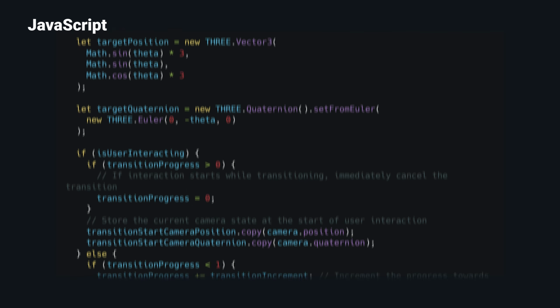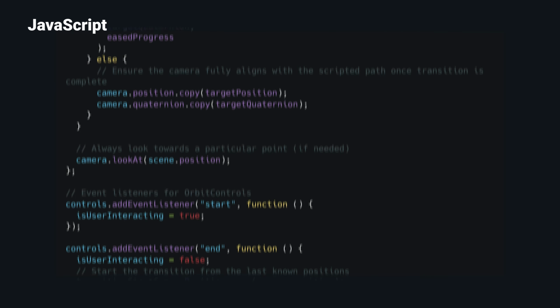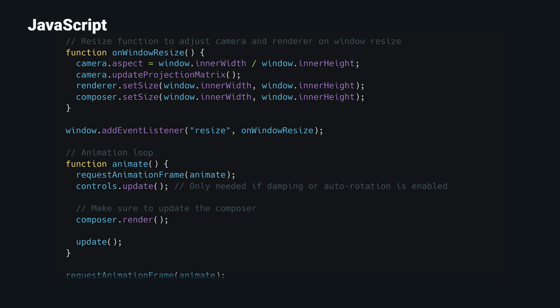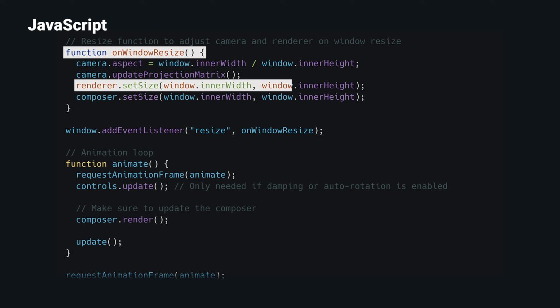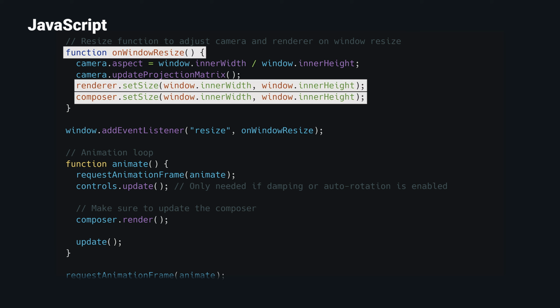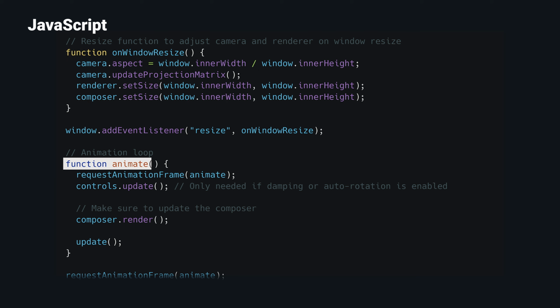After the composer, we just have the orbit control logic, which I will skip over here. After that, we have a resize function in which we update the renderer and the composer size when the window size changes. Lastly, we have the animate function, which also updates the composer continuously. And with that, we have made it through the code, but make sure to stick around to get the displacement textures that I'm using here.